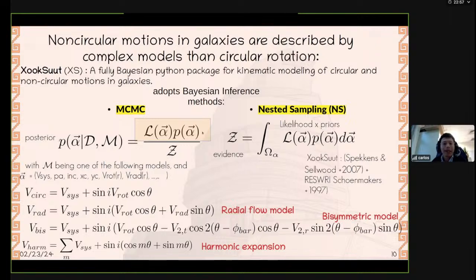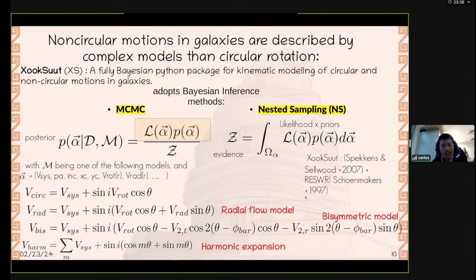And this has been applied to different circular and non-circular rotation models. For instance, the classical circular rotation model that I showed you before, radial flow models, bisymmetric models, and an arbitrary harmonic decomposition. These non-axisymmetric flow models are the most adopted in the literature. The bisymmetric model was developed by Spekkens and Sellwood, 2007, and the harmonic expansion was first introduced in Schoenmakers et al. 1997.